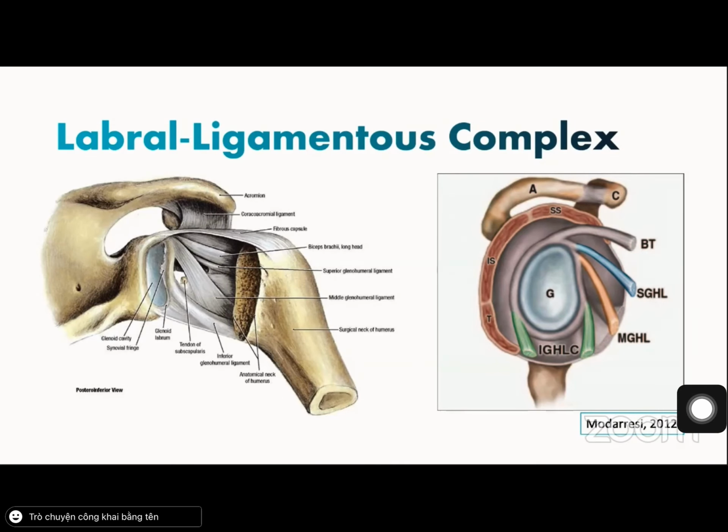In particular, the anterior band of the inferior glenohumeral ligament, which is attached to the anterior-inferior glenoid labrum, serves as a primary restraint against anterior-inferior dislocation at 90 degrees of abduction and external rotation.